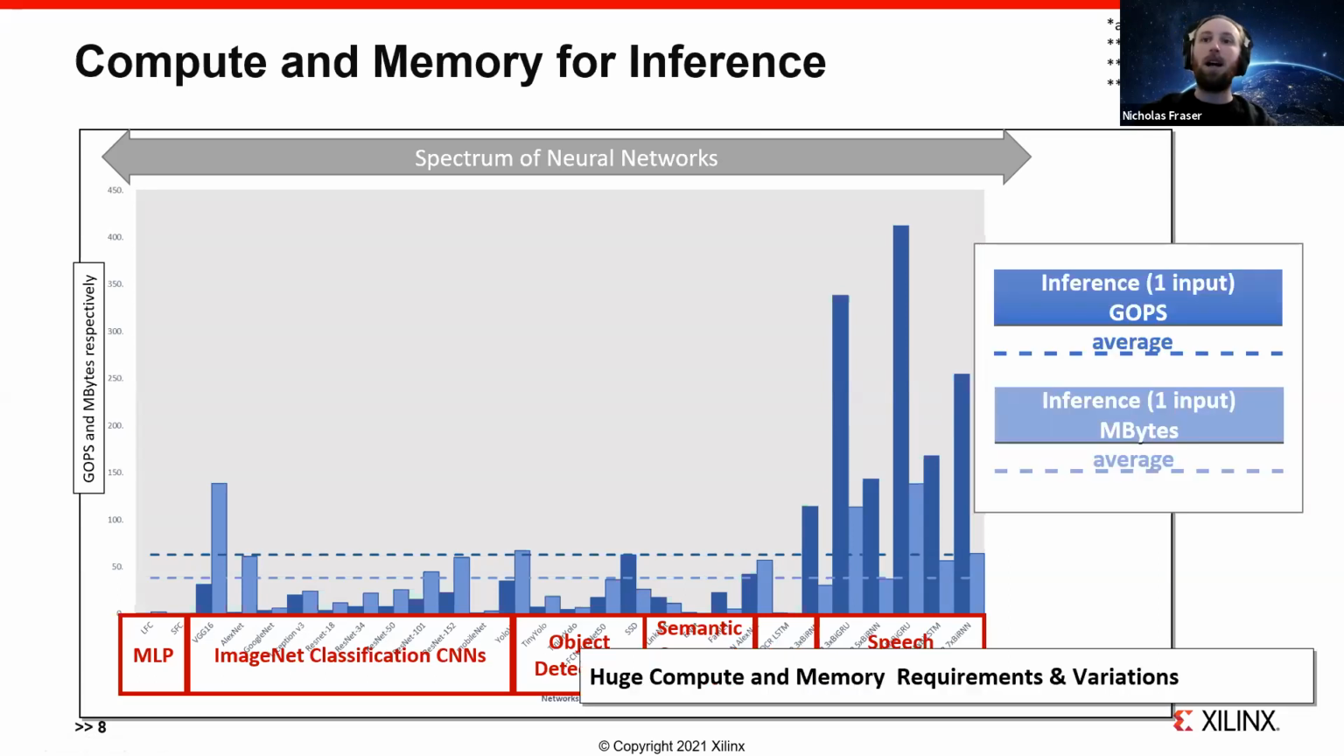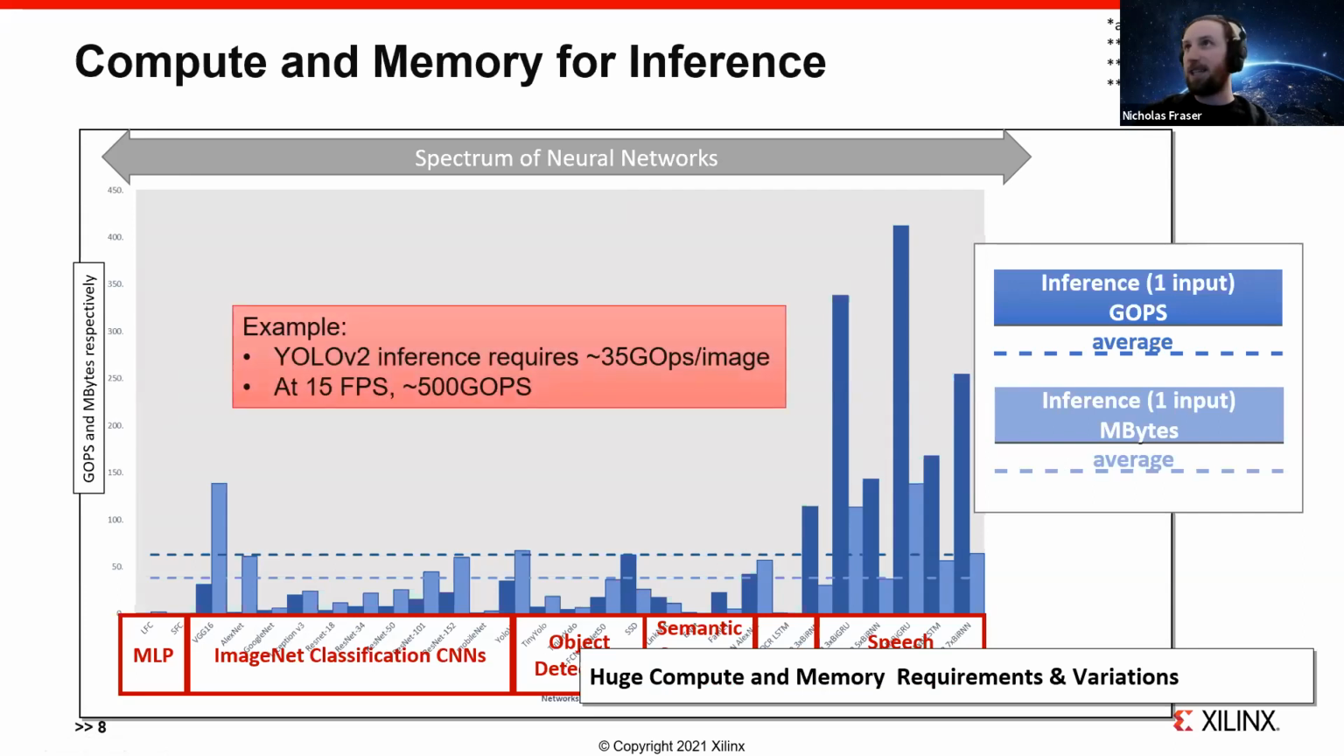And so I do just want to point out a particular example. And there is also a lot of variation, and that's important to note as well. I do want to just point out a particular example. So if we take in the object detection range, if we take a YOLO V2 network, which is a little bit old at this point, it requires roughly 35 gig operations per image for inference to try and detect objects in a particular picture.